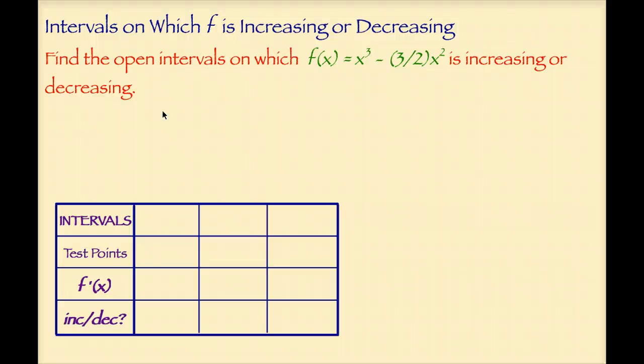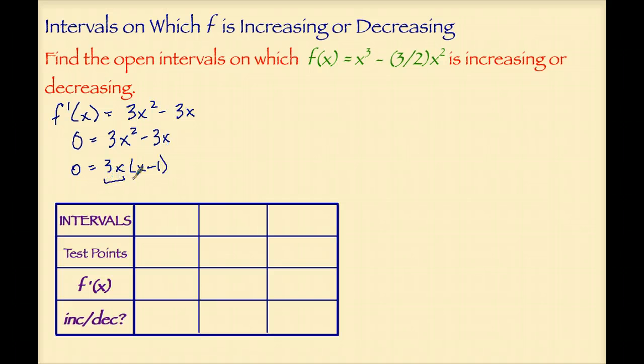Find the open intervals on which f of x equals x cubed minus 3/2 x squared is increasing or decreasing. Remember, our first step is to find the critical numbers, so we'll need to know what the first derivative of this function is. Let's find that. F prime of x is equal to 3x squared minus 3x. To find the critical numbers, we set the first derivative equal to 0. And then I'm able to factor out a 3x, which gives me two factors, 3x and x minus 1.